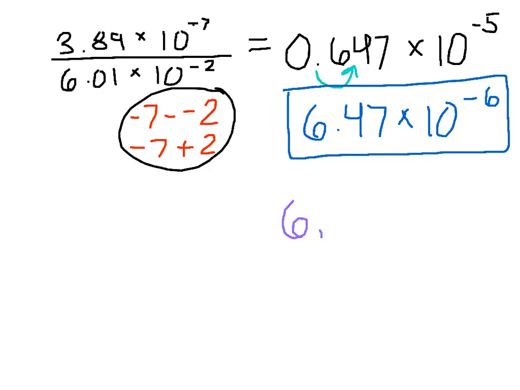So I have 6.47. All I did was write this decimal down right here. Now I have to look at my exponent. It's a -6. On the number line, negatives go to the left. So we're going to move our decimal place to the left 6 spots. I'm going to move it this way: 1, 2, 3, 4, 5, 6. My new decimal is going to go here.